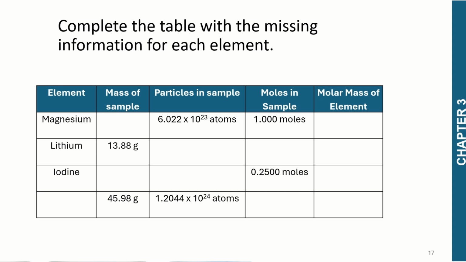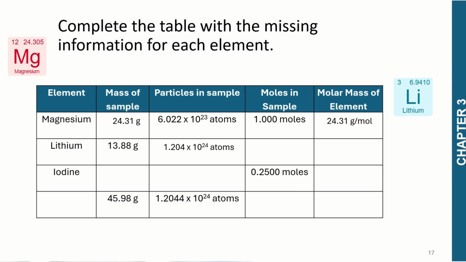In this case here, again, please grab your periodic table. I have magnesium. I have 1 mole of magnesium, so it's easy. Just check the molar mass of magnesium. So we're going to find the mass and the molar mass. And here lithium I know is 6.9410 grams per mole. If I have 13.88, I know that it's double that, so I have 2 moles. If it's 2 moles, I can multiply Avogadro's number by 2 and I'm going to have the atoms. And the molar mass is over there, 6.94.